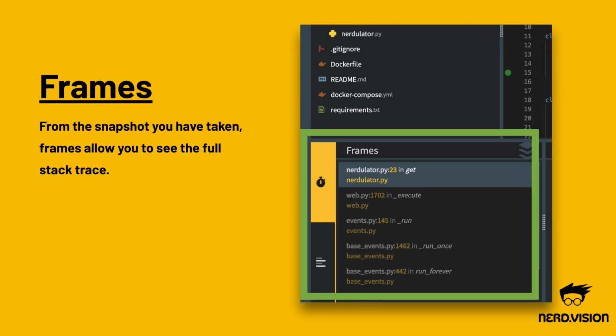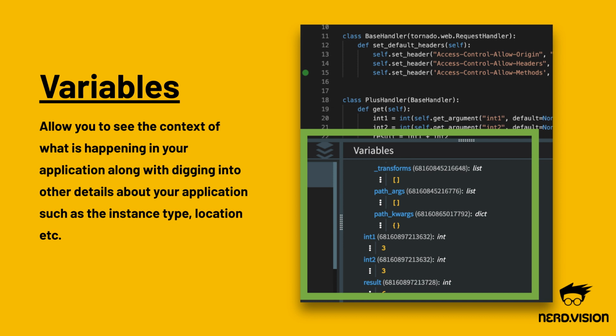Once you've selected a snapshot, if you move to the bottom left of your screen, you can view the frames associated with that snapshot that were triggered from the trace points you've just set. Moving to the bottom right of the screen, you can now see the variables associated with the snapshot you are looking at. You can then click into and drill into each of the variables to get the information you need.